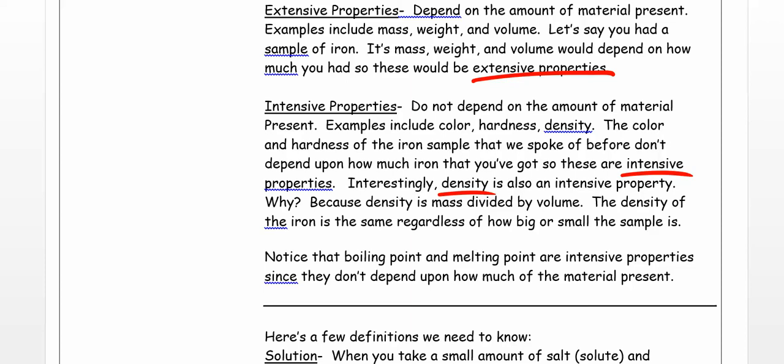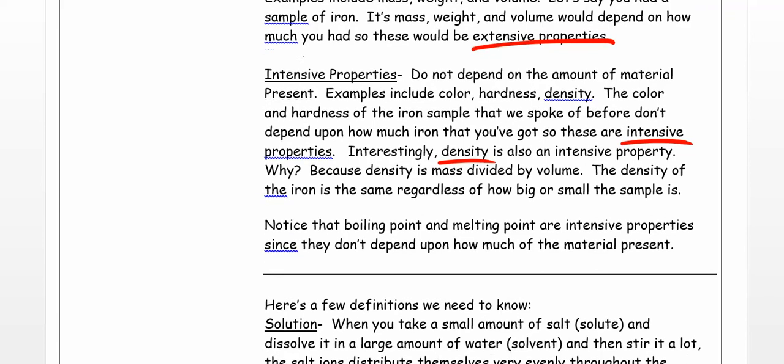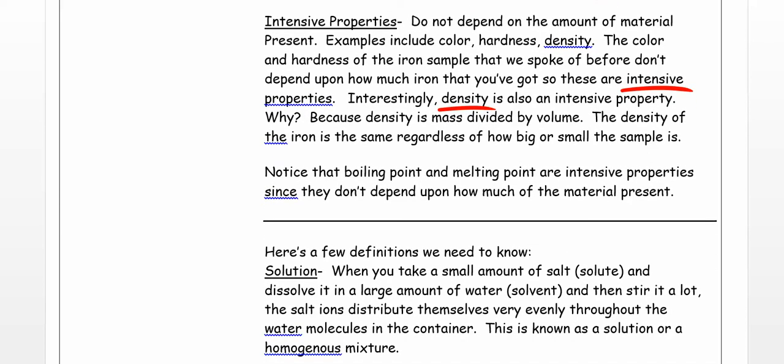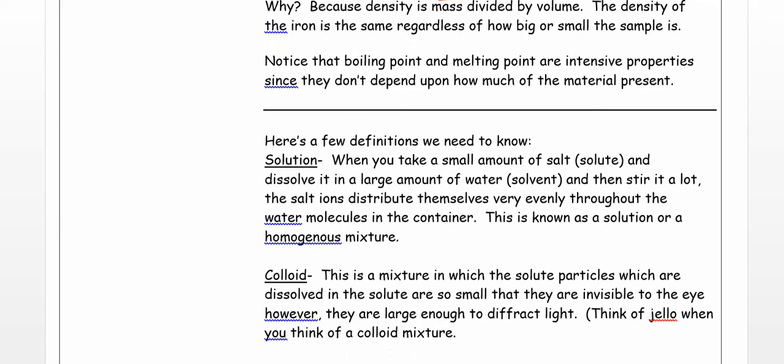Now notice that boiling point and melting point are intensive properties. It doesn't matter how much I've got. If I've got a little bit of water or a lot of water, it doesn't matter. The boiling point and the melting point remain the same.